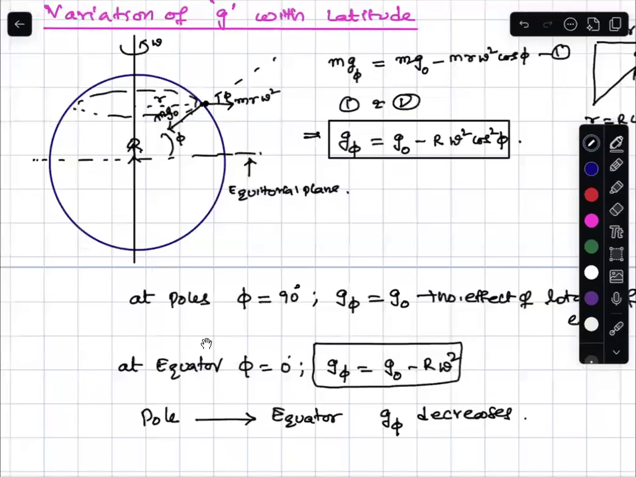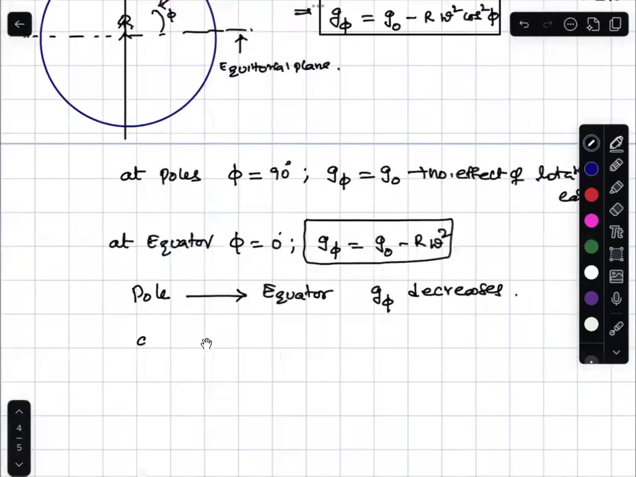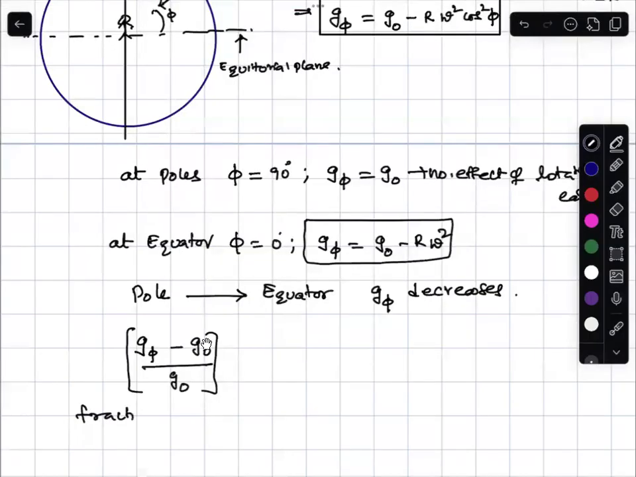Next. Here, if someone asks me g phi minus g naught by g naught, this is called the fractional change in the value of g.